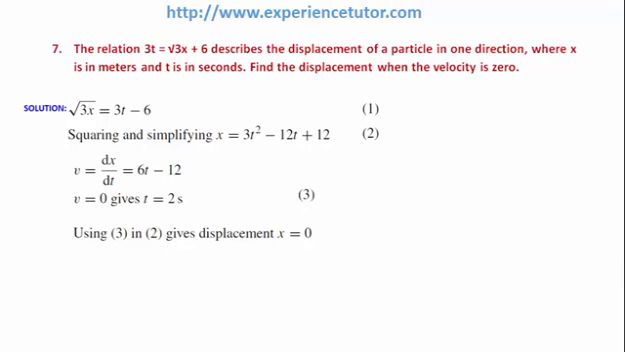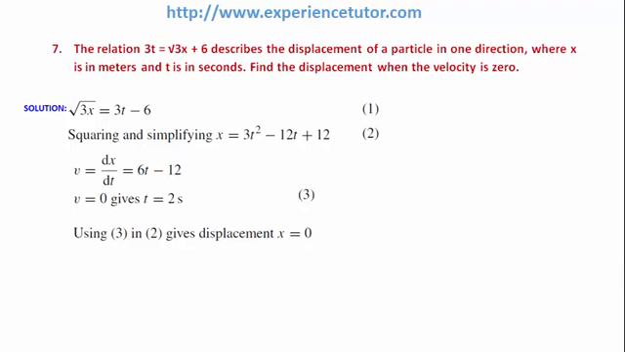The relation 3t is equal to root 3x plus 6 describes the displacement of a particle in one direction where x is in meter and t is in second. Find the displacement when the velocity is 0. To solve this, we'll write the equation as under root 3x is equal to 3t minus 6. Squaring both sides, we'll get x is equal to 3t square minus 12t plus 12.